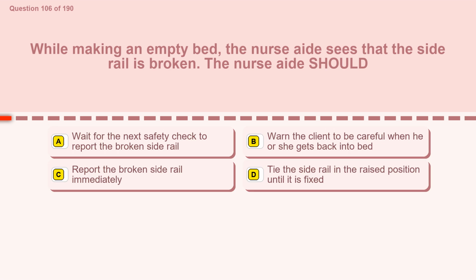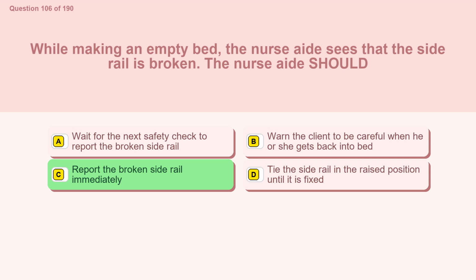Question 106. While making an empty bed, the nurse aide sees that the side rail is broken. The nurse aide should: Option A, wait for the next safety check to report the broken side rail. Option B, warn the client to be careful when he or she gets back into bed. Option C, report the broken side rail immediately. Option D, tie the side rail in the raised position until it is fixed.